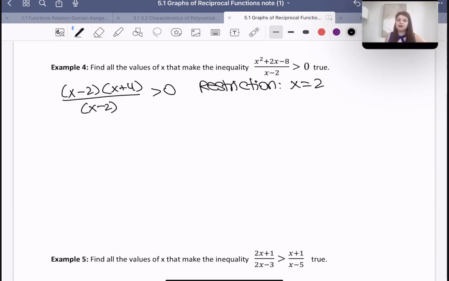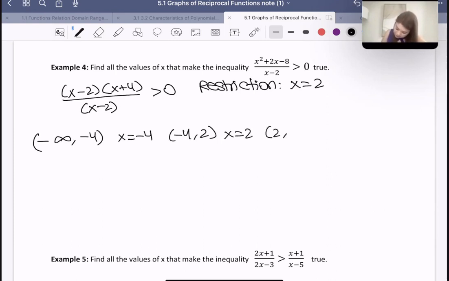So we have the points on the top as well. We have to consider where the top is 0 for this one. So we need to figure out all of the intervals. The first interval is negative infinity up to negative 4, right? Because negative 4 is a 0 with respect to the top of our function. Then we also have where x is equal to negative 4. Then we have from negative 4 up to 2. Then we have x equals 2. And then we have from 2 to infinity.